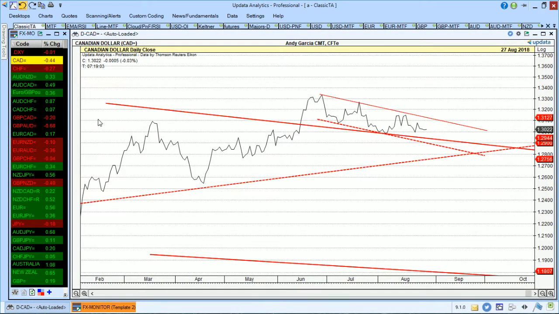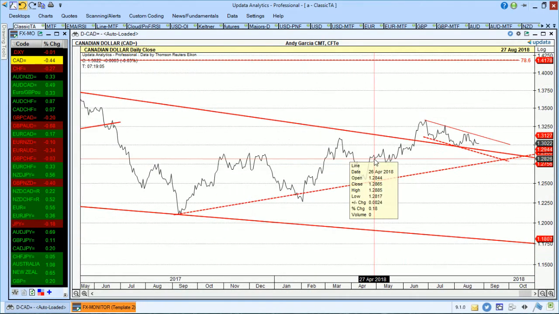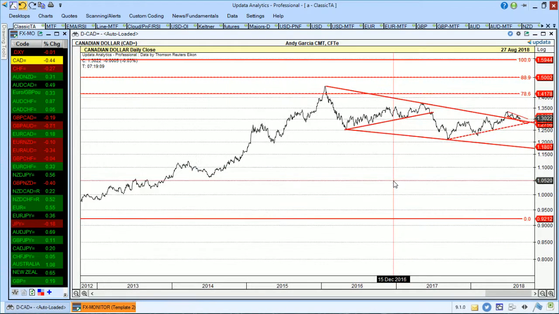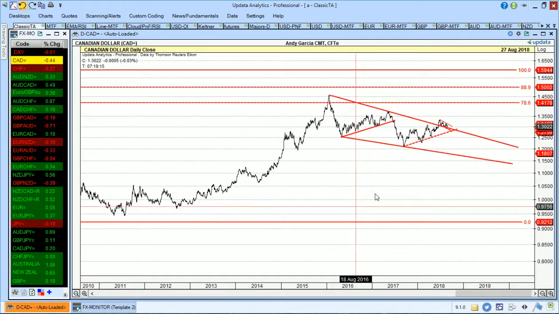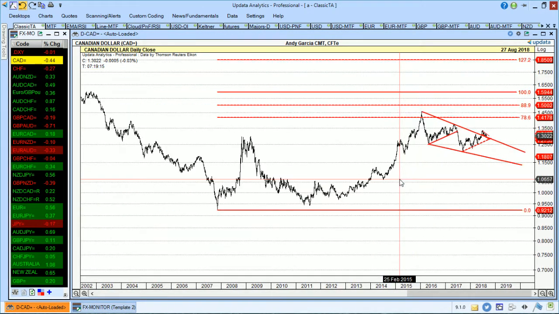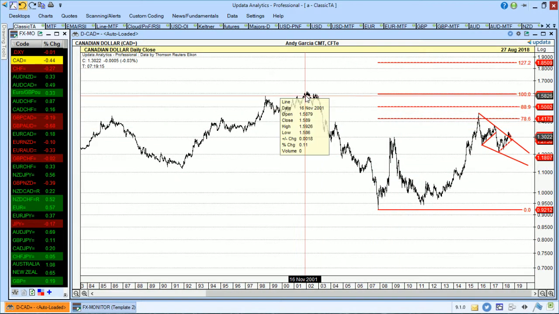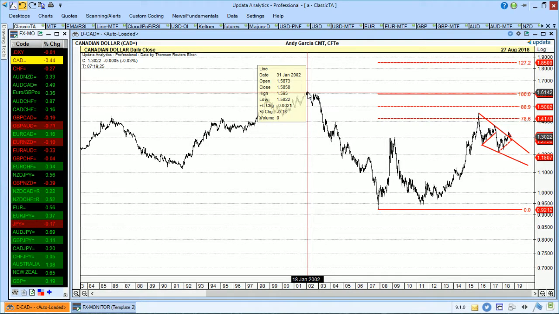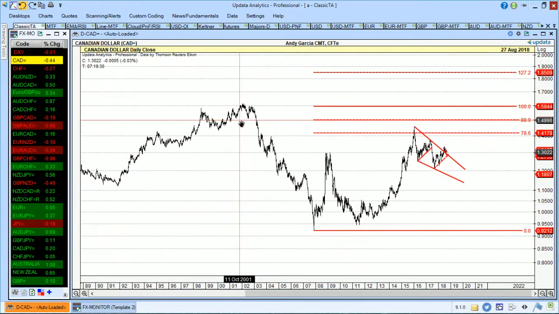Let's take a quick look here at the Canadian dollar. If you zoom out, it'll give you a little bit of a perspective in terms of what we're taking a look at here. So this is going back quite a ways, back to, you can see the 2001, 2002 highs. This right here specifically is 18th of January 2002.